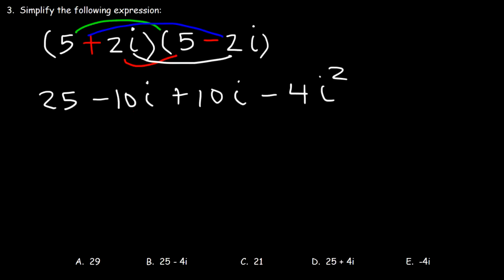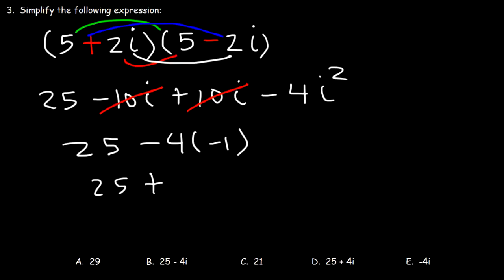Negative 10i plus 10i, these two will cancel. And we know that i squared is equal to negative 1. Negative 4 times negative 1 is plus 4. And 25 plus 4 is 29, which is the answer. So A is the answer.